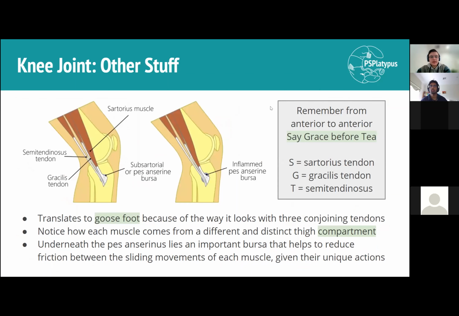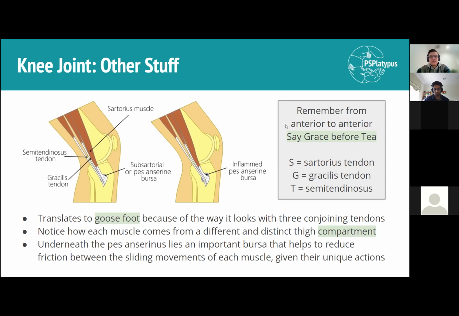Okay, so coming back to that pes anserinus, why is it important? Well, it's not so important clinically. It is the attachment. So it's the combination of three different muscles. It's anatomically interesting because those three muscles come from three different compartments. So I would encourage, if you've read the slide, you can see that they are the combination of the sartorius, the gracilis, and the semitendinosus. As a challenge, can someone in the chat write down which compartments these muscles come from? So is it medial, anterior, or posterior? And remember that these three will come from different compartments. So see if you can get that.